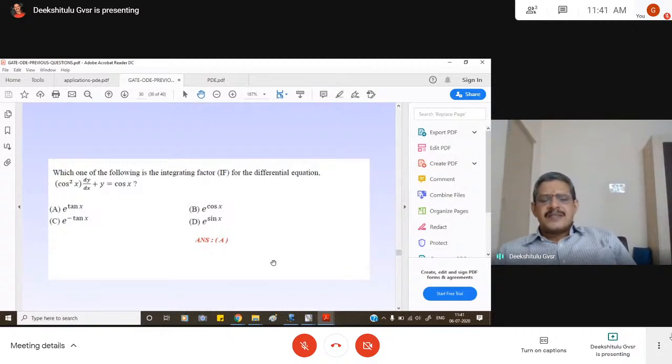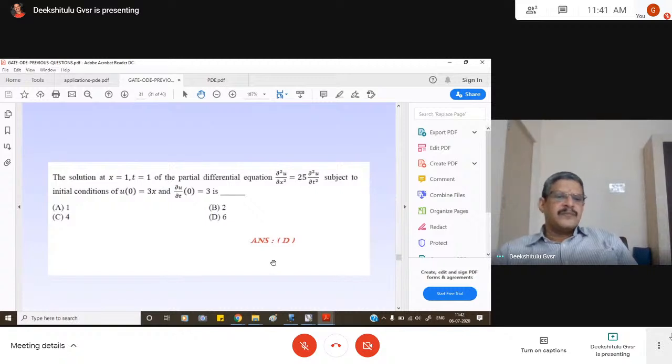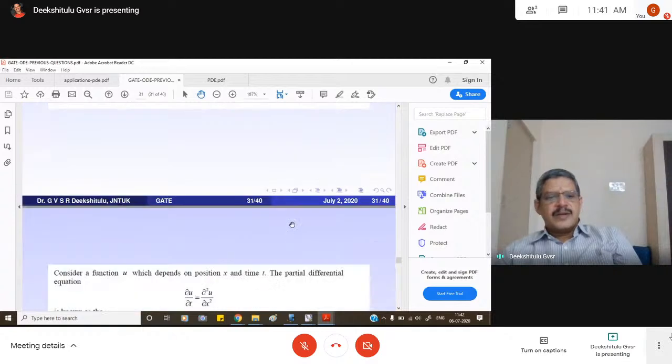So these things, just by looking at them, in one or two small steps you can do it on your own. You need not even put it on paper, but you can solve it. The solution at x is equal to 1, t is equal to 1 of the partial differential equation, subject to the initial condition u(0) is 3x and dou u by dou t at 0 is 3. Lots of things are given here, so try to calculate this.